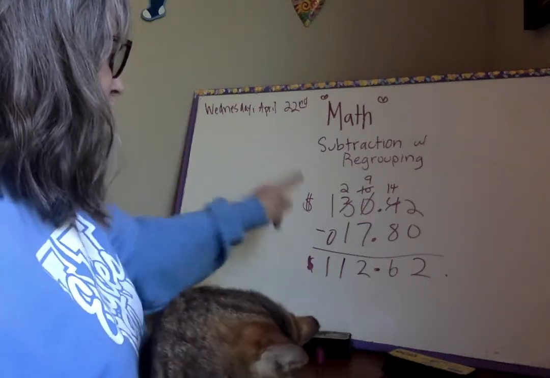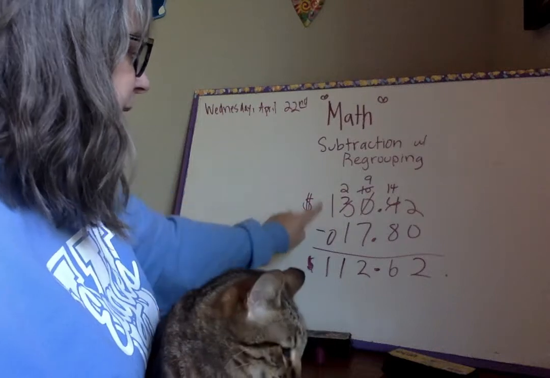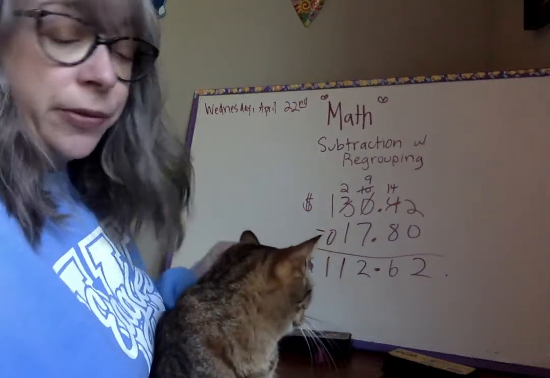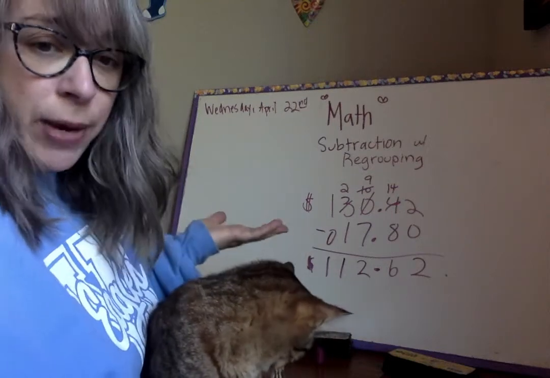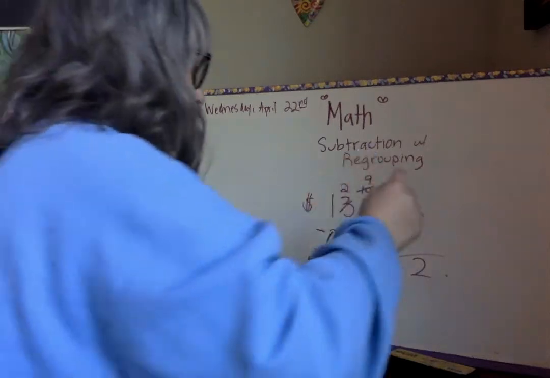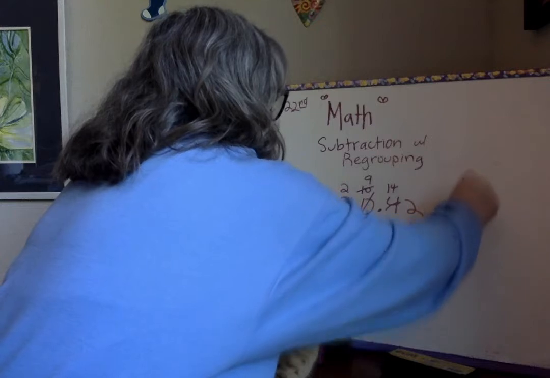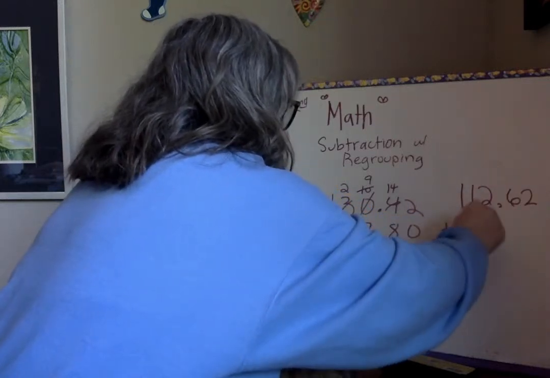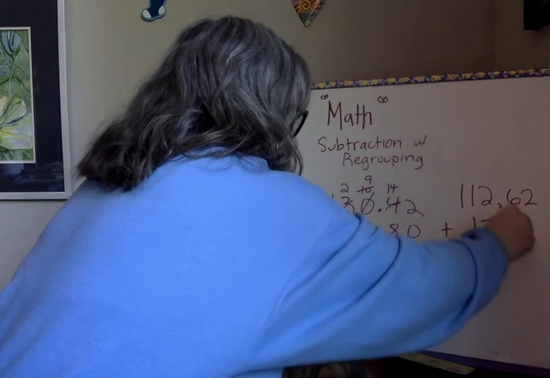All right, so $130.42 minus $17.80 is $112.62. All right, let's see if we're right. Let's check and see. So we're going to say $112.62 plus $17.80.